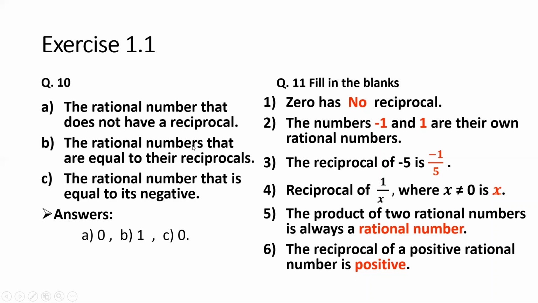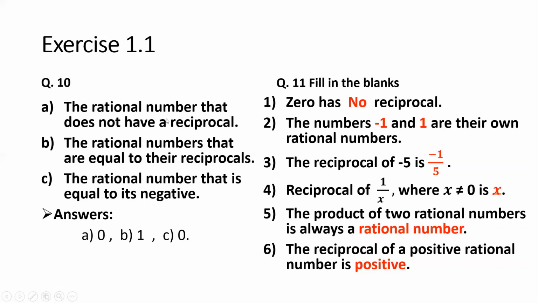Next, the rational numbers that are equal to their reciprocal. So that is number 1. Reciprocal of 1 is the number itself. Next, the rational number that is equal to its negative. That is number 0, because 0 is neither positive nor negative. Next, question number 11. Fill in the blank.